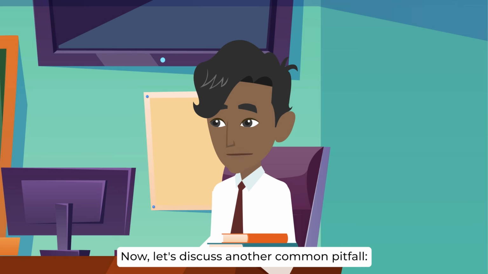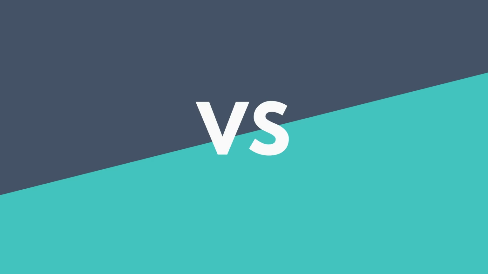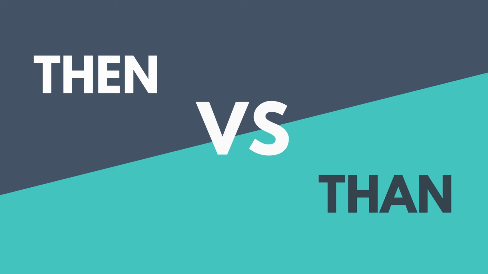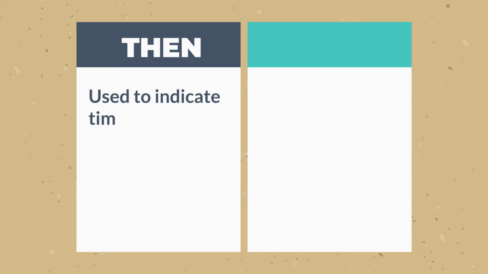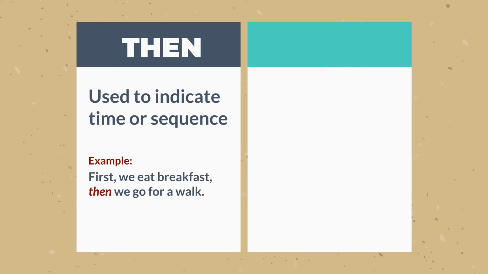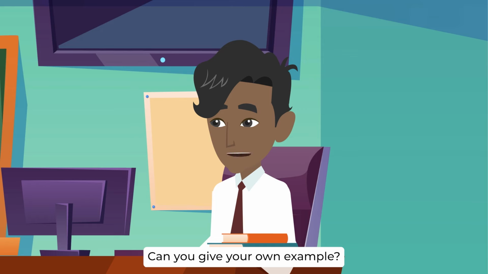Absolutely. Now let's discuss another common pitfall, the misuse of then and than. Do you know the difference? Yes, I remember this one, but can you elaborate its usage? Then is used to indicate time or sequence, like first, we eat breakfast, then we go for a walk. Than, on the other hand, is used to make comparisons, like, she is taller than her brother. Can you give your own example?